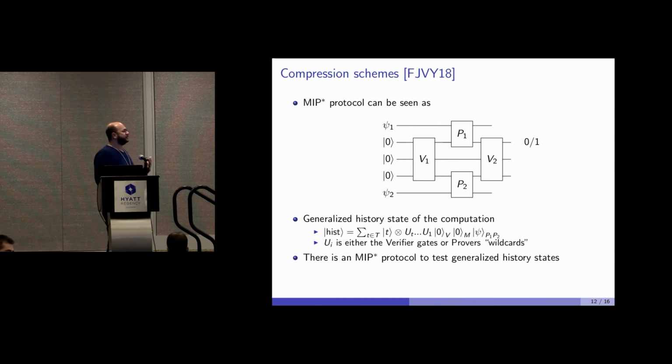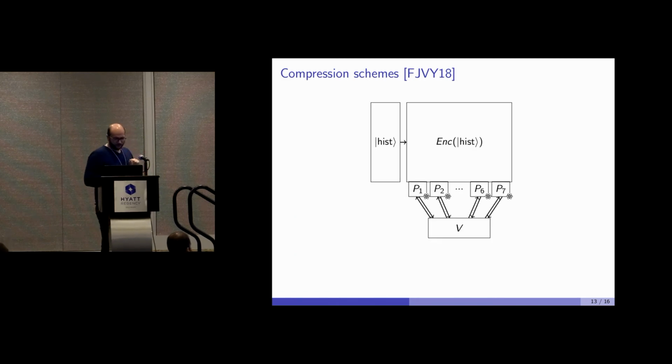And what Fitzsimmons and all showed is that there is an MIP star protocol that tests generalized history states. That's not very surprising because we start with MIP star protocols. But in these new MIP star protocols, they have different properties, but it's not the focus of my talk, so I won't have any comment on that. What I'll comment on is how they perform this protocol.